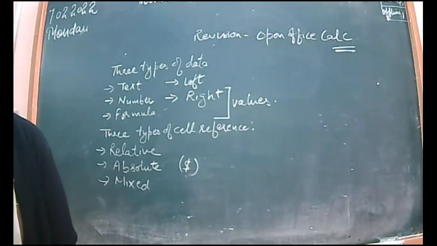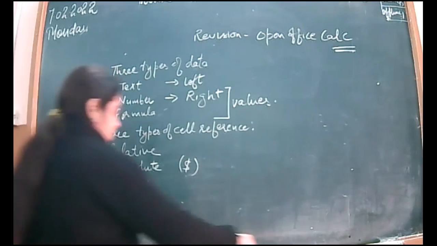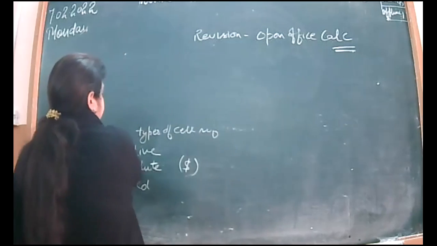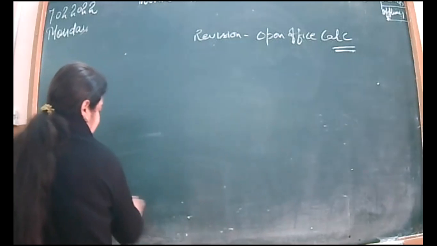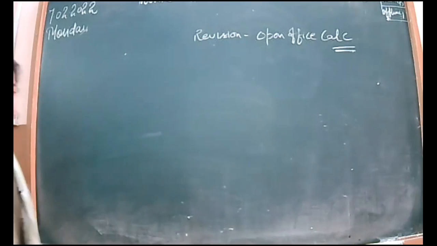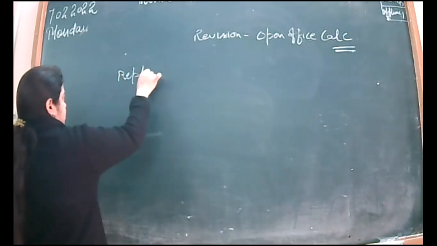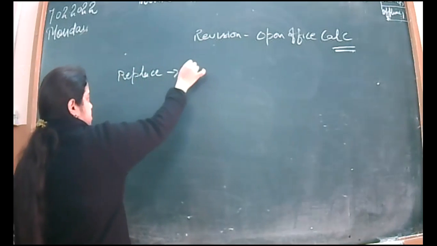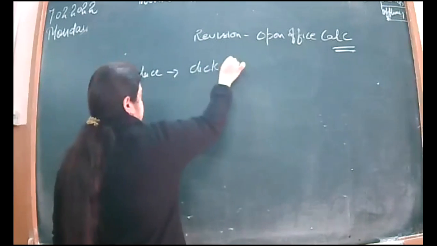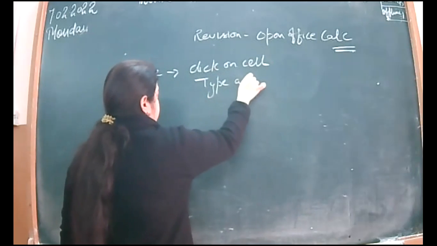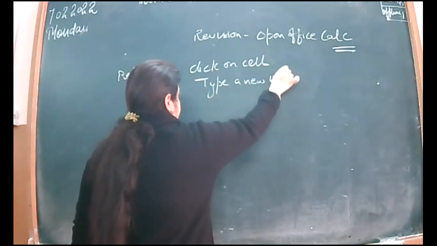Okay, next topic that we are going to understand is editing the cell contents. Editing the cell contents means whether you want to replace the full value or make a partial edit. If you want to replace the value of a cell, just click on the cell and type a new value. Automatically, the old value will be replaced.